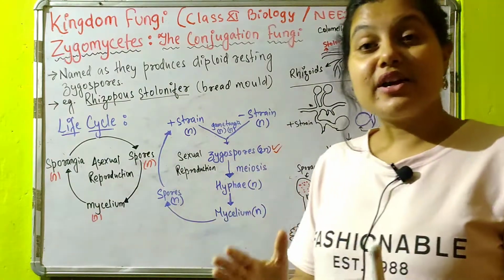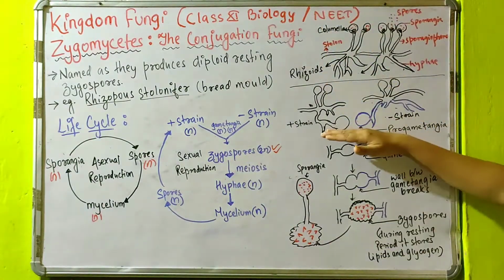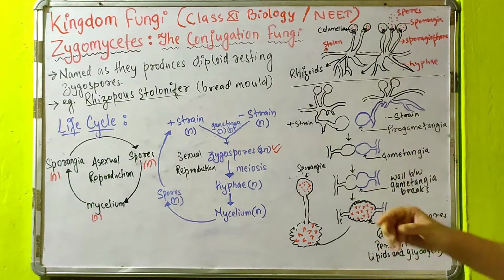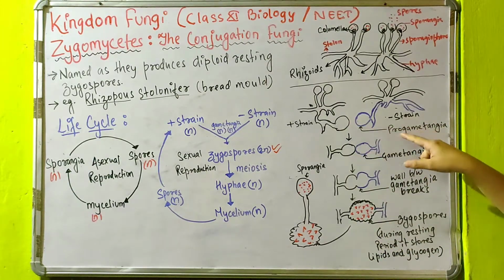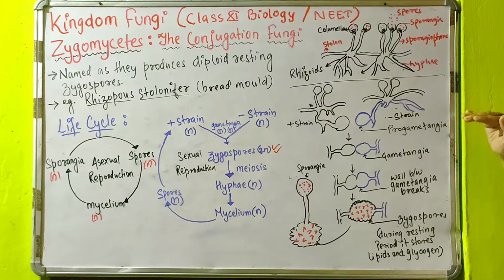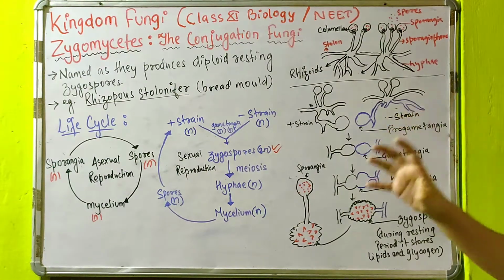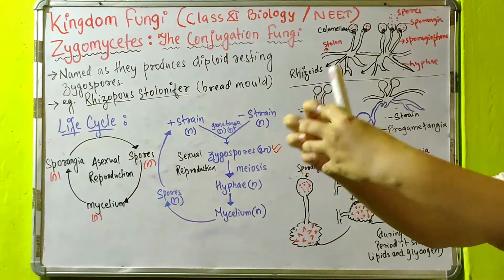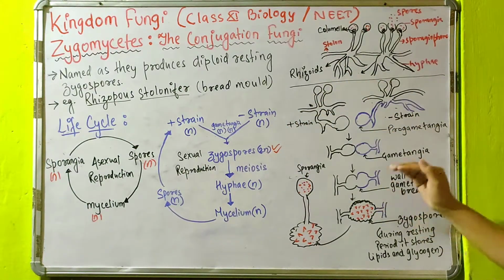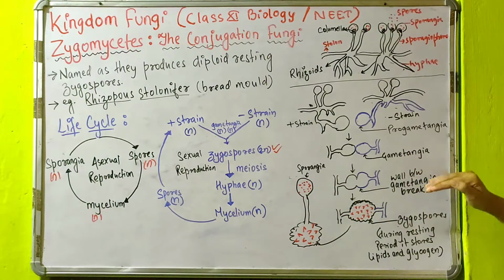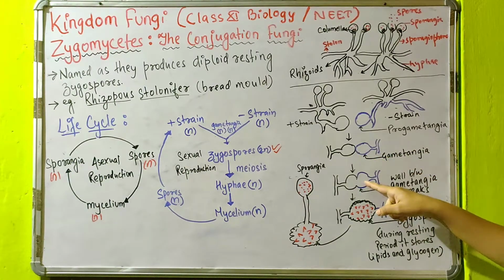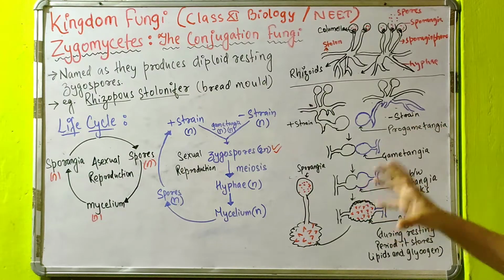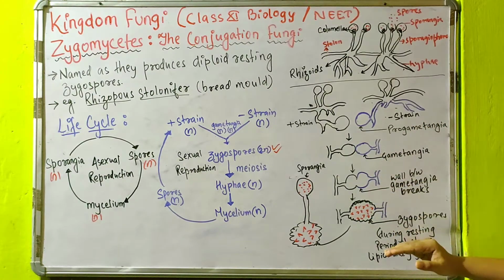So during sexual reproduction, what happens? A bulge-like structure grows out from the hyphae, and this bulge structure is known as the progametangia. As it matures, it is now known as the gametangia. They are known as gametangia because they are now mature, and so they are coming forward for conjugation. In the next step, the wall between the two gametangia breaks.